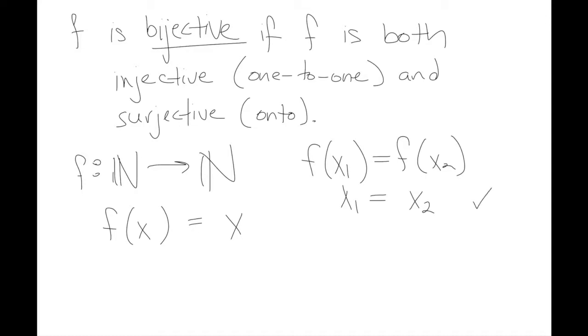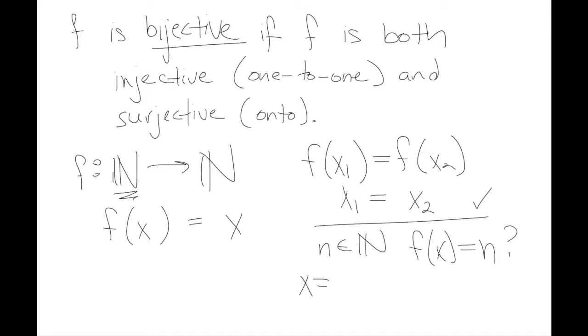And to see surjectivity, we say, well, let's just take some n in the natural numbers and ask, is there an x in the domain so that f of x equals n? And the answer is yeah, let's just take x equal to n, and then that means that f of x equals f of n equals n. So f is going to be surjective here also. I want to take us through another example.